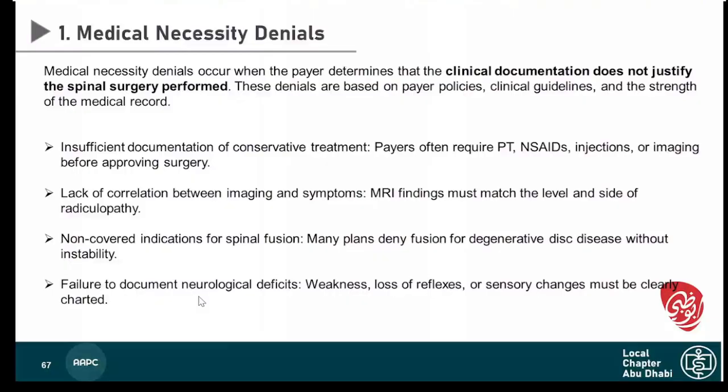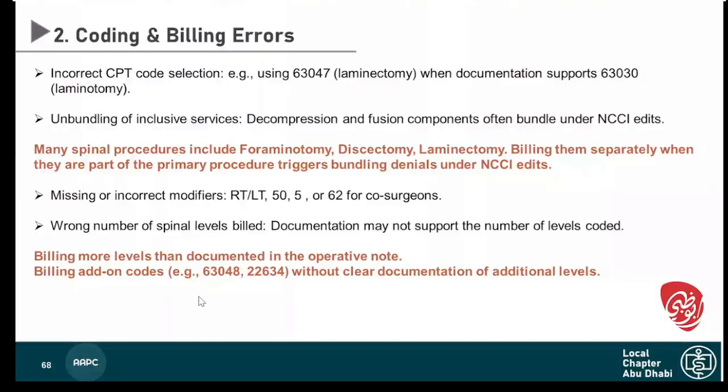That is the coding part. Coders must check the NCCI edits, bundled codes and unbundled codes, and code appropriately, otherwise rejection will occur. Incorrect CPT code selection, such as using laminectomy when documentation supports laminotomy. If as per the operative note a laminotomy is performed and the coder assigned the CPT code for laminectomy, then surely the insurance will reject the claim or will not pay for the procedure.